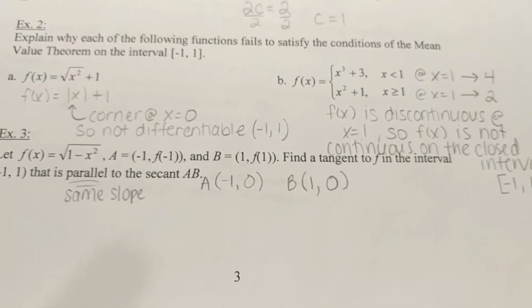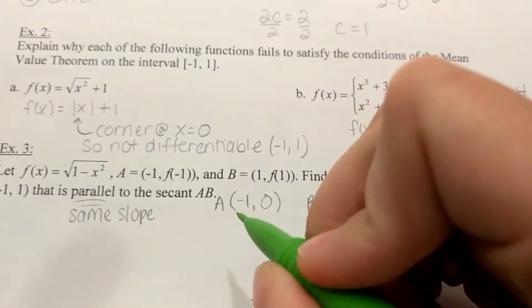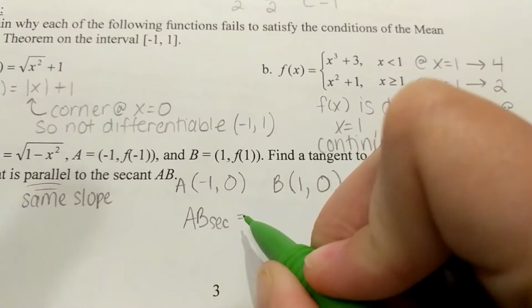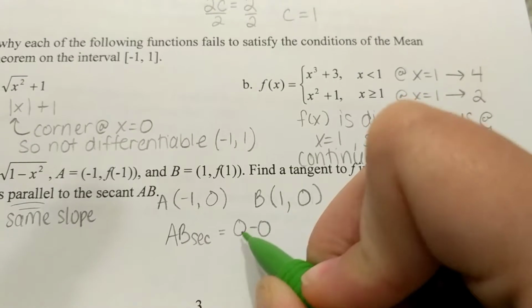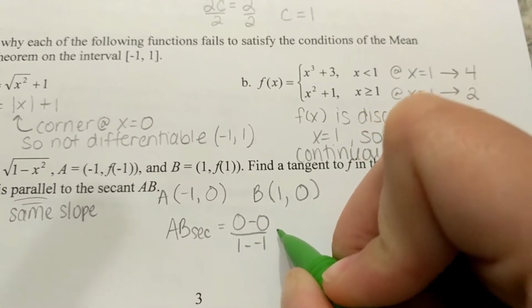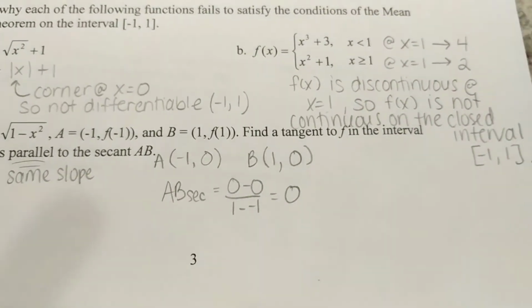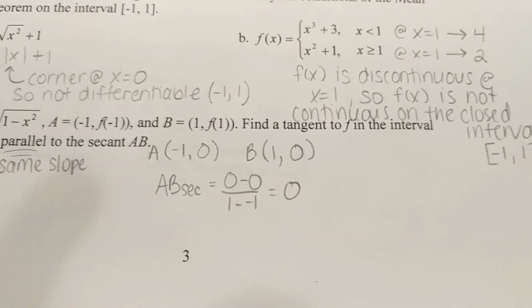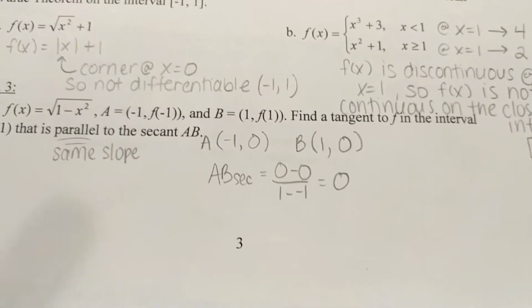So the average rate of change is the really easy one. So my secant of AB, I'm going to put secant, is 0 minus 0 over 1 minus -1. So my secant line has a slope of 0. So the harder part is finding the tangent line.